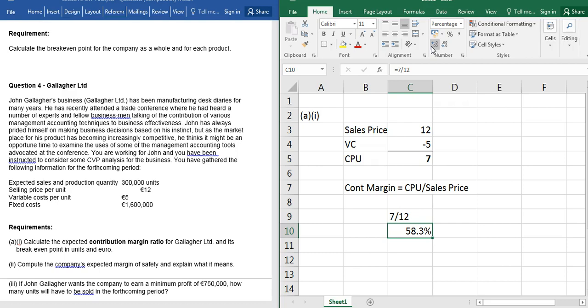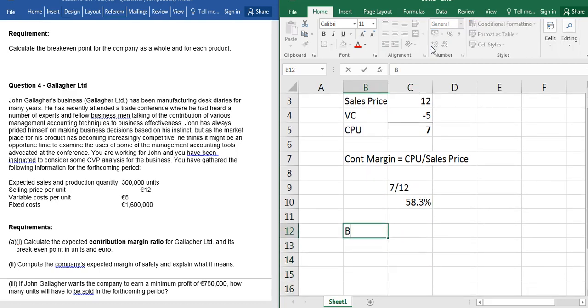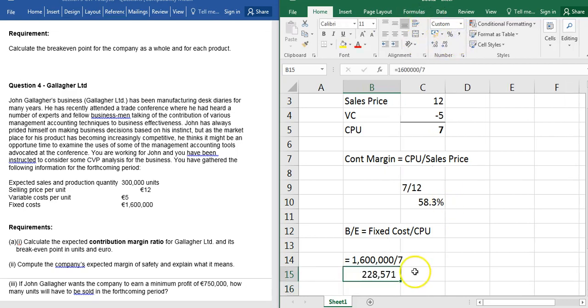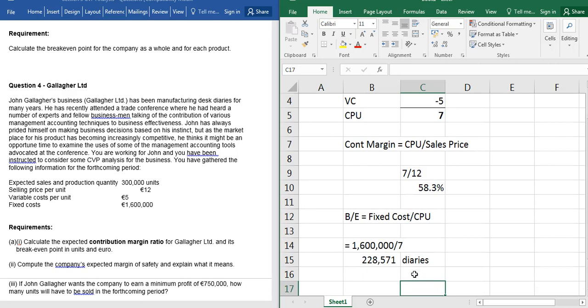So that's our starting point. We then have to get the break-even point. So your break-even point is your fixed cost divided by your CPU. In English, what do we want to do? We want to figure out how many diaries we have to make so that we can pay off the 1.6 million. Each diary makes €7 contribution. So it's simply going to be 1.6 million divided by 7. So your break-even in units is 1600 divided by 7. You're going to have to sell about 228,500 diaries. So that's in units, which is the first part of the question.